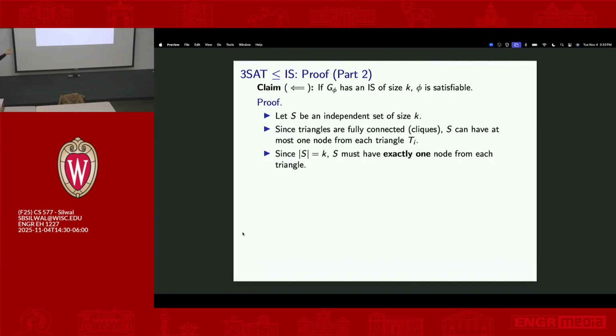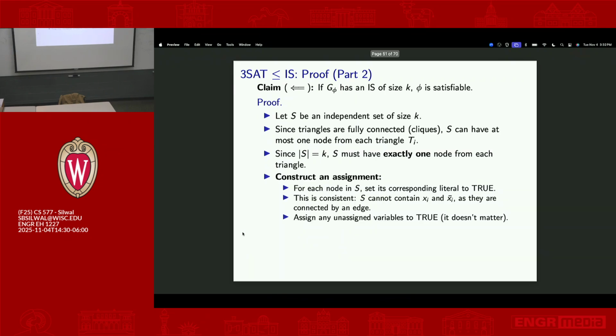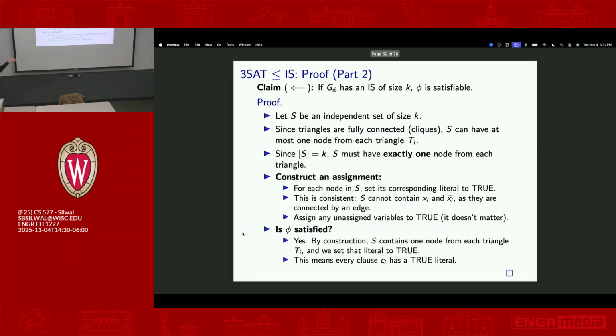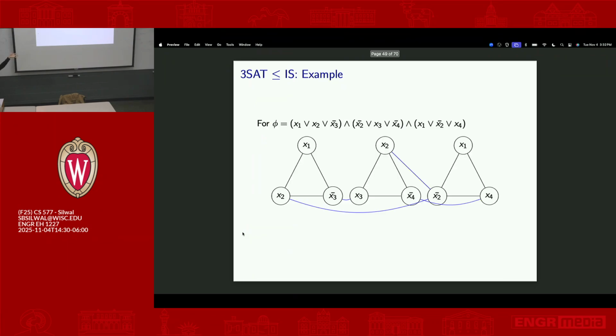If the graph has an independent set of size k, I just look at the nodes that are picked, and that will be the satisfying assignment. Okay. So it's a ton of words, but if we just look at the construction, it's pretty clear what's happening. Did that reduction make sense?